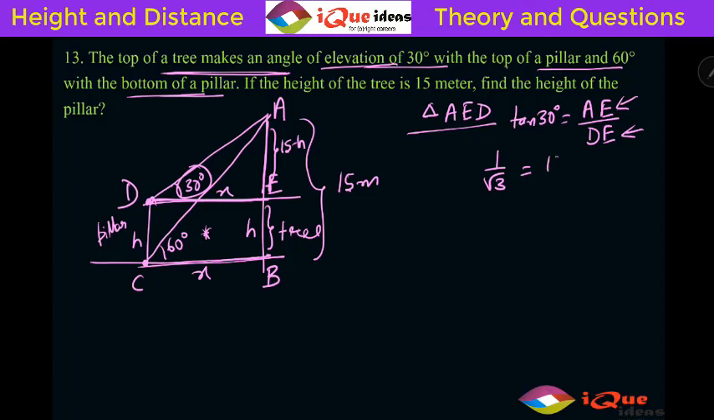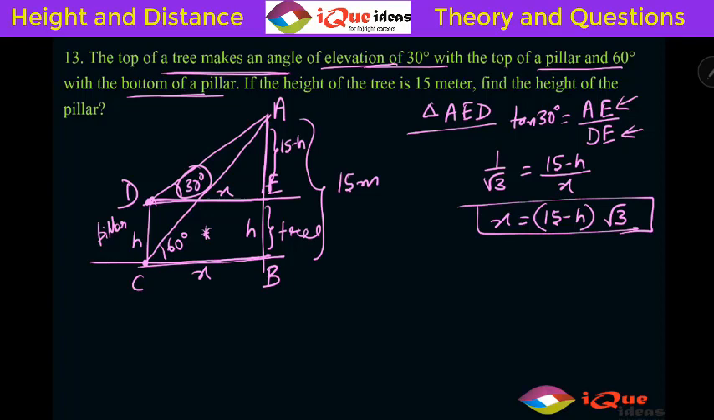AE is 15 minus H. And DE is X. Okay. So from here you can see that we have to find H. So we can see that X is equal to 15 minus H into root 3. Let it be like this only.